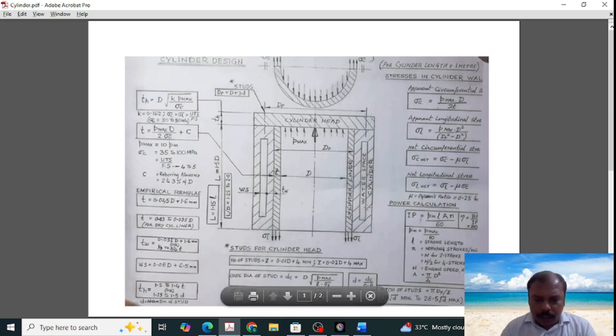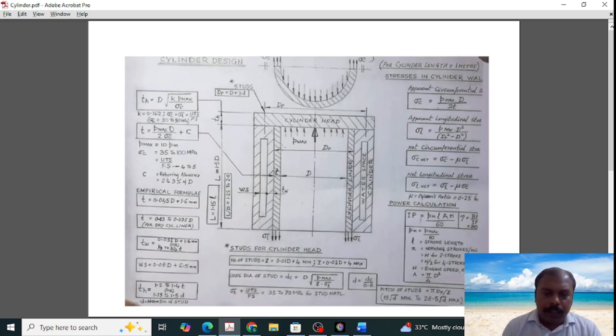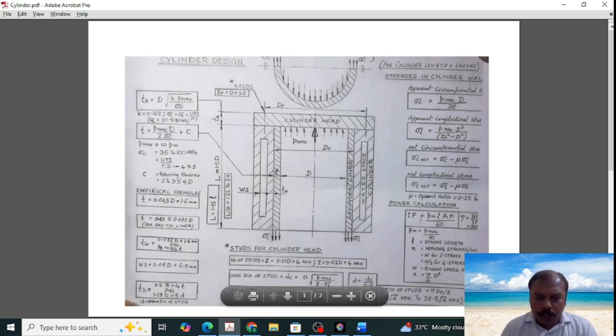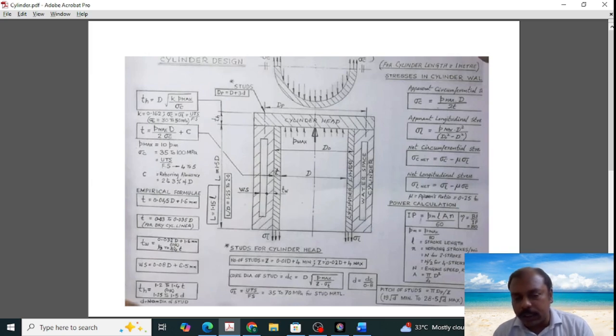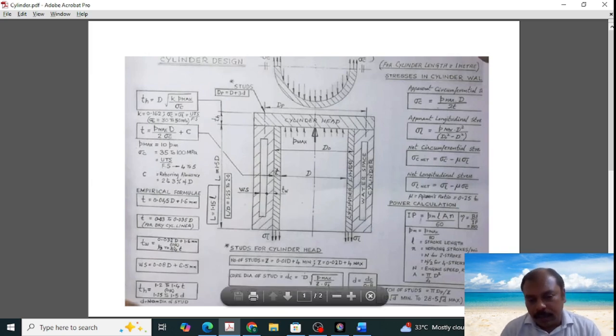And coming to the studs, the stud is an important thing in the cylinder that keeps the cylinder head affixed with the cylinder block. So for the number of studs, there is one formula. You can go for 0.01 D plus 4 mm to 0.02 D plus 4 maximum. This is the minimum number of studs, and this is the maximum number of studs, and the number of studs should lie within these values, and it would be an even number, maybe 2, 4, 6, 8, 10, or 12, and it could be found out using this formula.